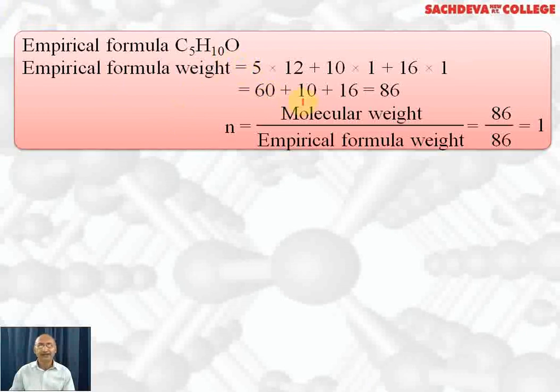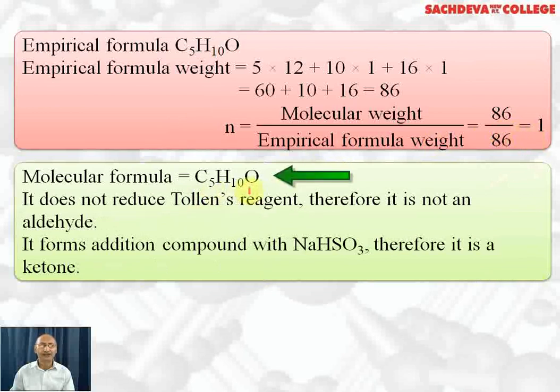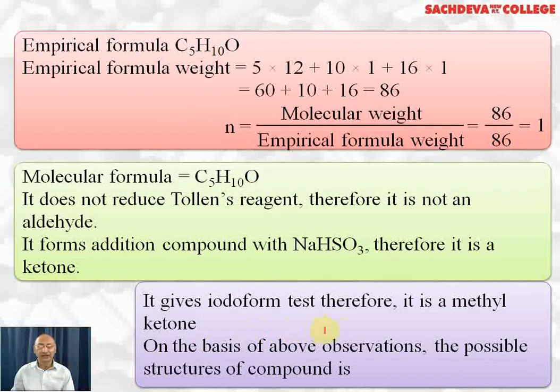Empirical formula weight is 60 plus 10 plus 16, which is 86. The ratio of molecular weight to empirical formula weight, 86 by 86, is 1. It means the molecular formula is C5H10O. It does not reduce Tollens reagent, so it is not an aldehyde. It forms an addition product with sodium bisulfite, so it is a ketone. It gives the iodoform test, therefore it is a methyl ketone.